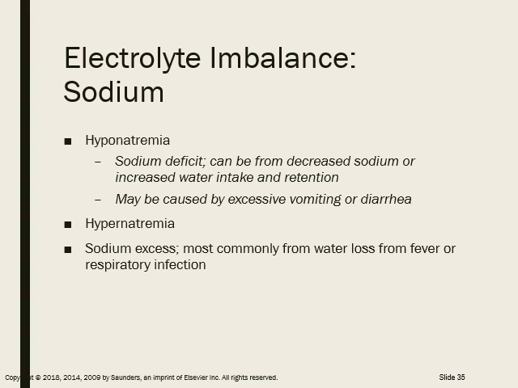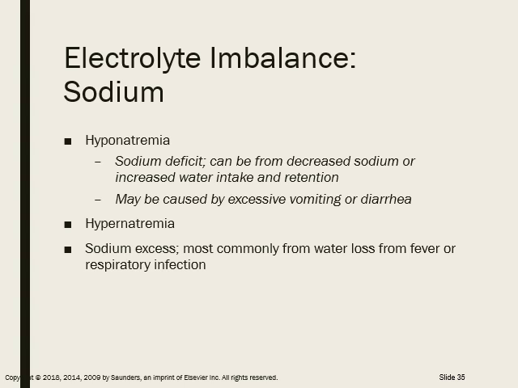Electrolyte imbalance in sodium. A form of electrolyte imbalance is hyponatremia. This is a deficit of sodium in the blood. This occurs when the sodium is less than 135 milliequivalents per liter. Sodium deficit can be from decreased sodium or increased water intake and retention. It may be caused by excess vomiting or diarrhea as well.